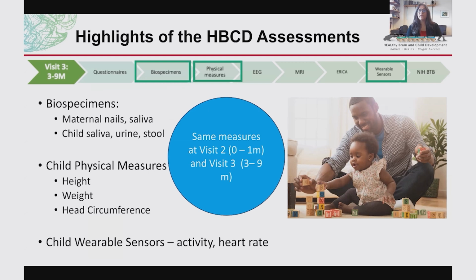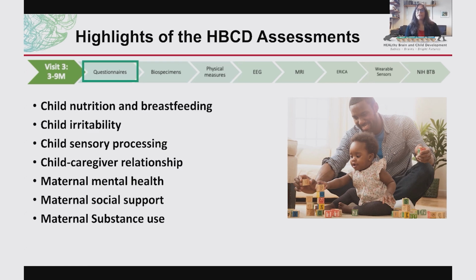The questionnaires now start to really focus much more on the child behavior, or start to include that in addition to the things they have always focused on. So now we're getting initial measures of child irritability and crying patterns, sensory processing, the child caregiver relationship, as well as making sure we're continuing to measure maternal mental health, social supports, and maternal substance use the same way as before, detailed timeline follow back as for any substances that have been used since the last visit.